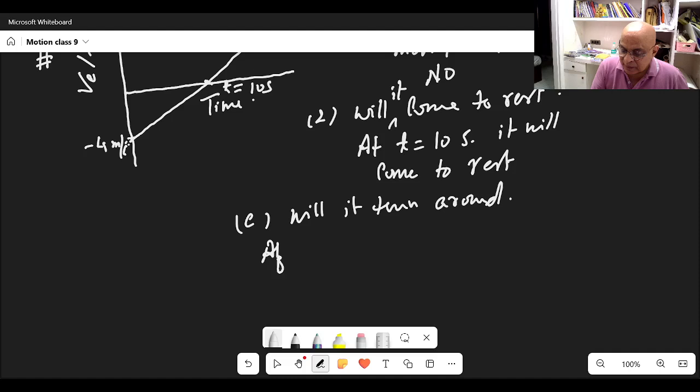After t equal to 10 seconds, it will move further because the graph says that its speed is constantly increasing, so it moves.